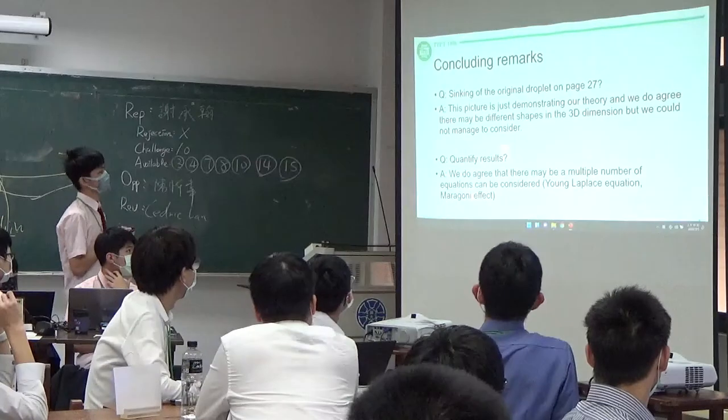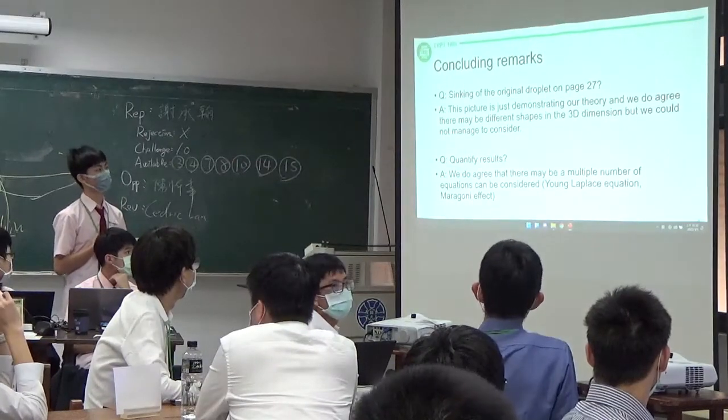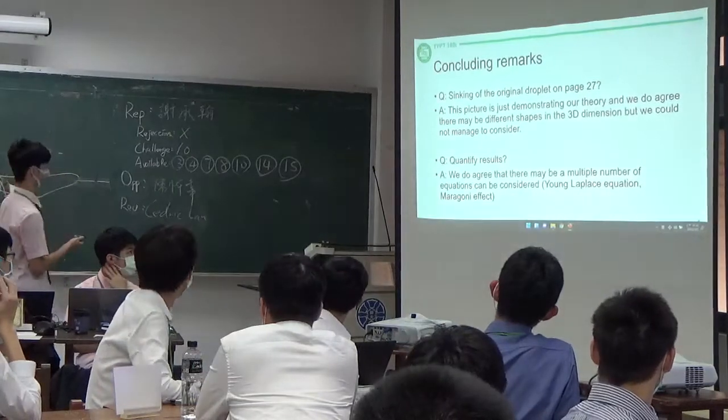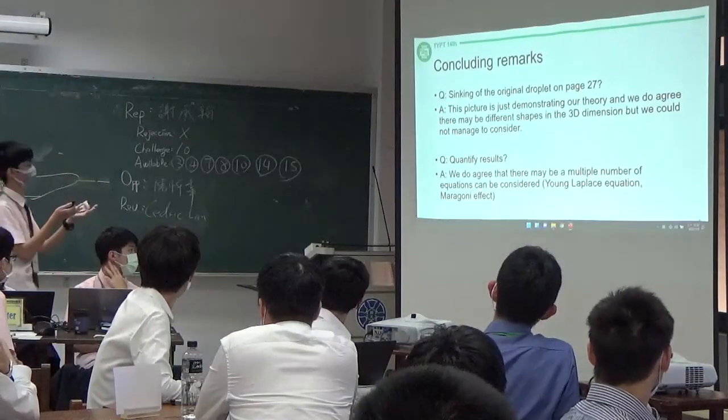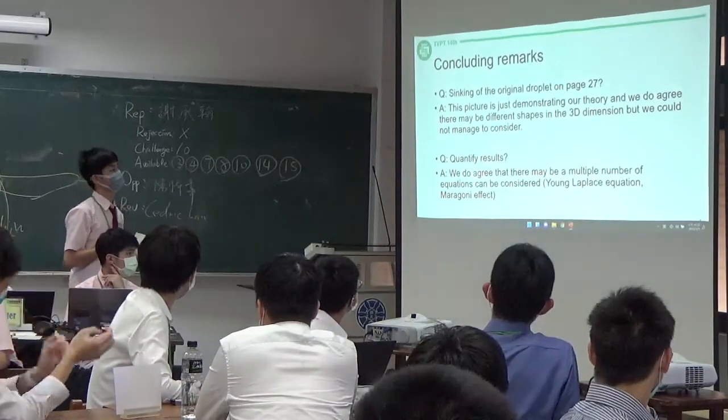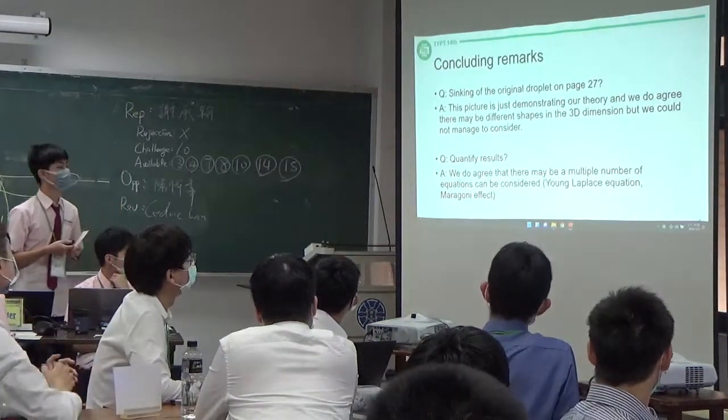The next question is about the original droplet on page 27. The picture is just demonstrating our theory, and we do agree there may be different shapes in 3D, which may be structured like this or like my picture shows, but we could not manage to consider it in our theory.